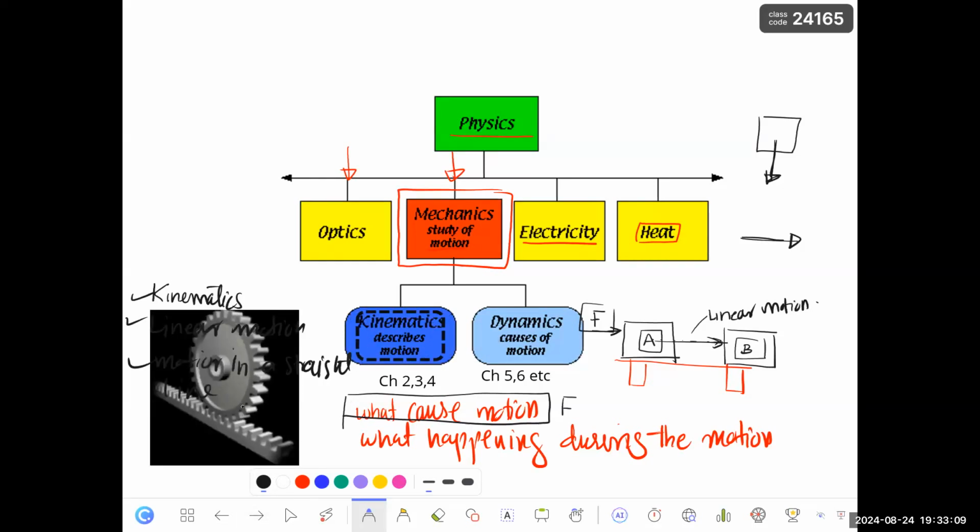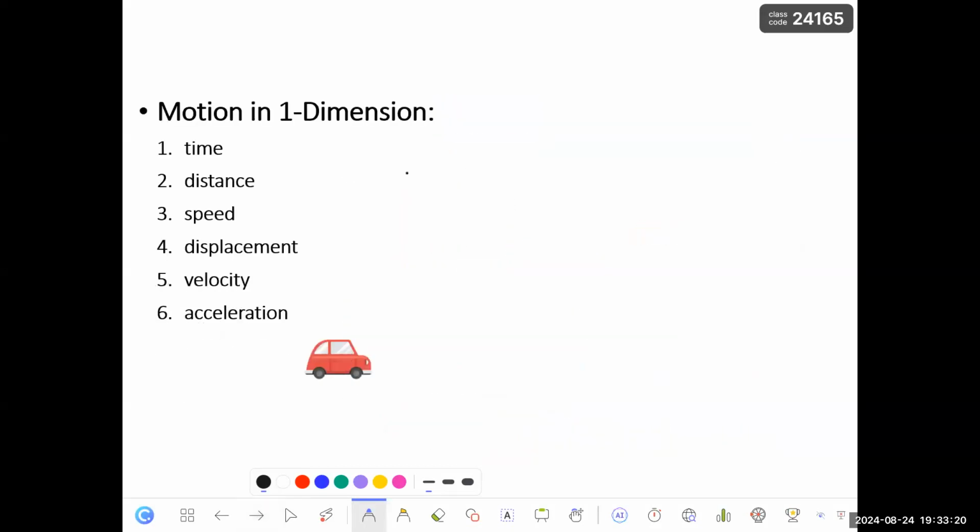You can see here on the left side of the image there's a gear and a pinion moving in one direction. This is a great example of motion in a straight line. When we talk about motion in one straight line, we can also call it one-dimensional motion, or 1D motion.